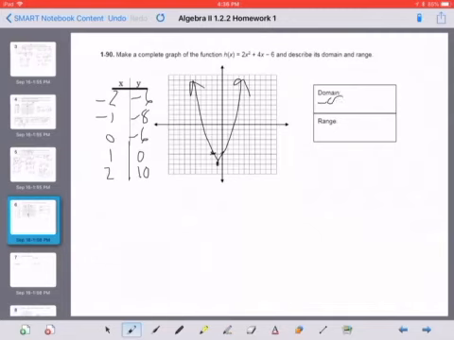The domain is negative infinity is less than x, which is less than infinity, or all real numbers. And the range is y is greater than or equal to negative 8.